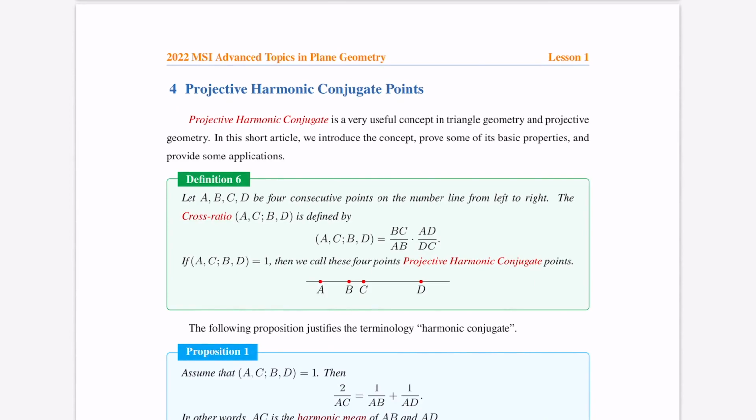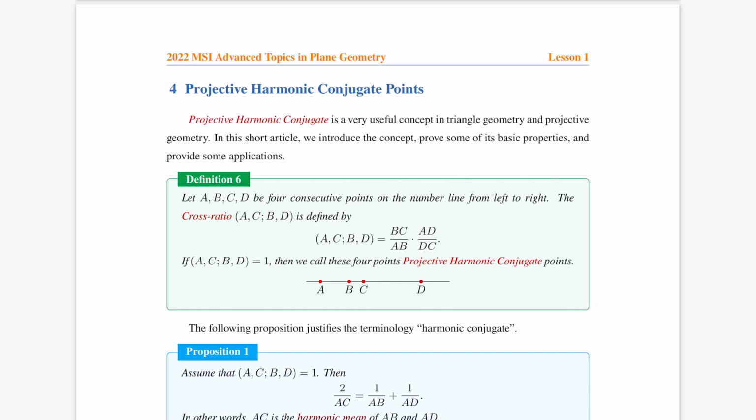The second topic I want to bring to you, which is related to the AMC exam, is called projective harmonic conjugate points. By definition, this is related to 4 points on a line and their relative positions. Okay, so first we give the definition. Suppose I have 4 points, A, B, C, D. These are 4 consecutive points in that order, from left to right, on a line. Then we can define something called the cross ratio.